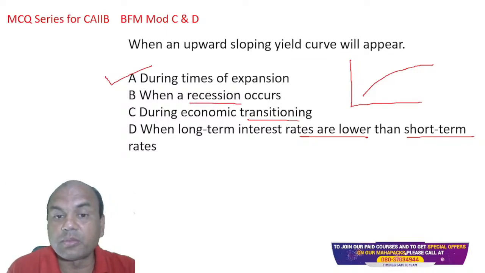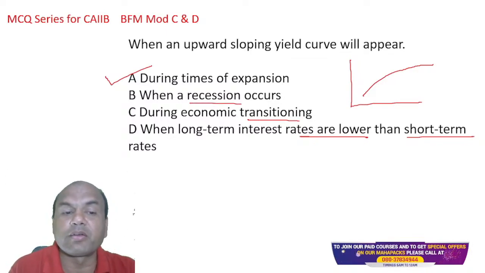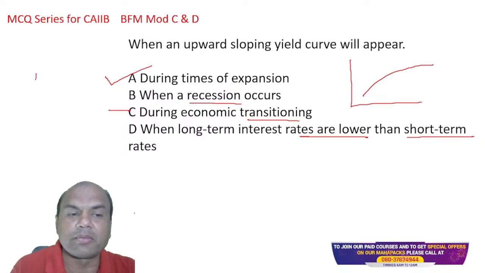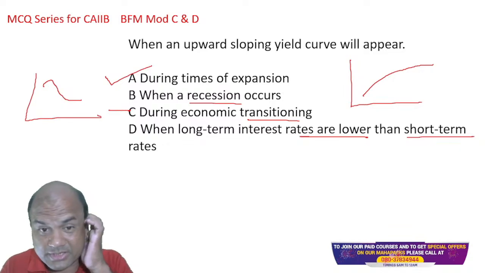C means economic transition. So what will this be? A humped curve, camel humped, right? This is the camel humped curve. It will be like this. Okay, we just saw this.